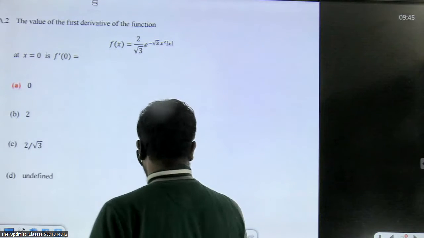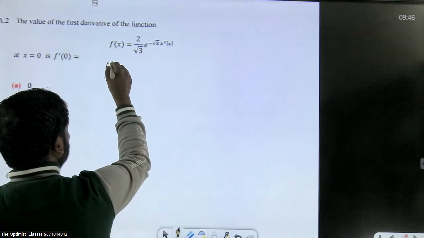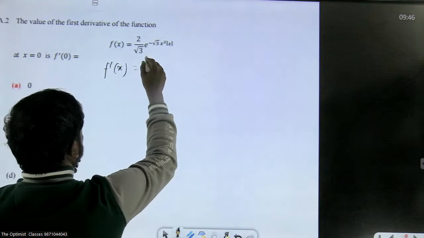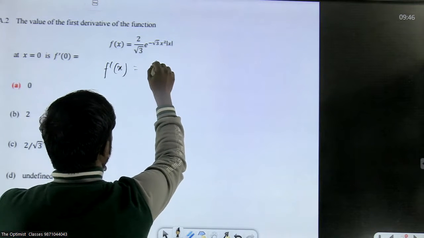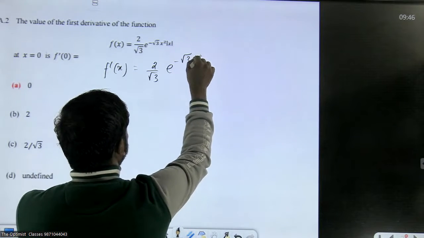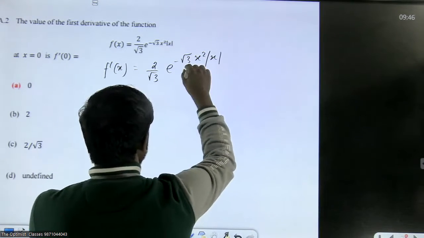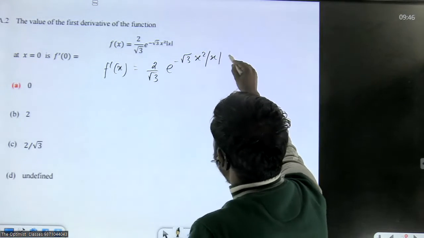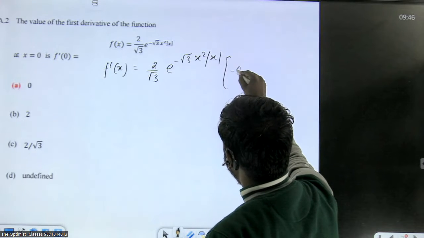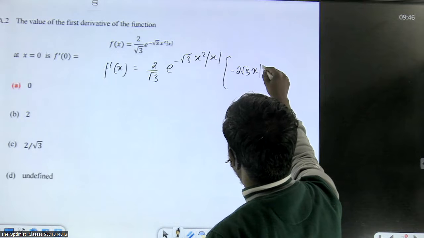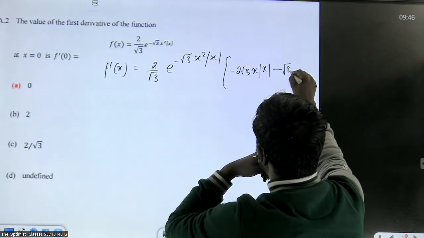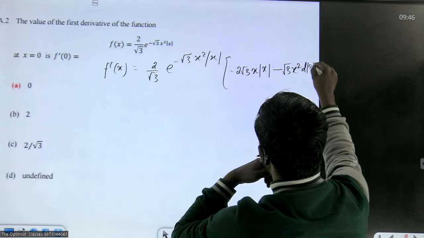See this question, here we have to calculate its derivative f prime x. Okay, we have to find f prime x. So when you differentiate this function, you get 2 by root 3, and here e to power minus root 3 x square and mod x. See, derivative of exponential gives you exponential. Okay, but now you will have to differentiate this inside term. So when you differentiate this term, you get here minus 2 root 3 x and mod x. And then you differentiate this term. So you get here minus root 3 x square and d mod x by dx.